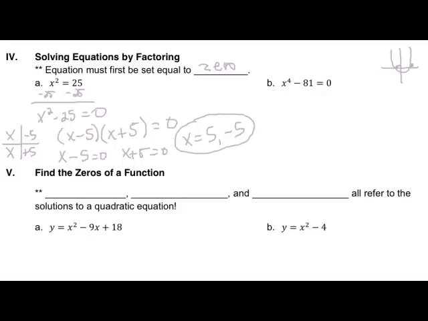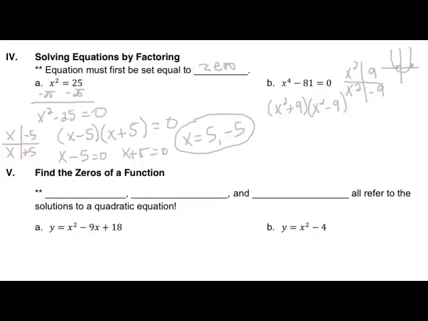Our second example, notice it's already set equal to 0. And again, we're going to factor this. So we have x to the fourth. On the left-hand side, we're going to have x squared and x squared. It's minus 81, so we're going to have a positive 9 and a negative 9. So our factors are x squared plus 9 and x squared minus 9. Now remember, we're looking for perfect squares and subtraction signs.